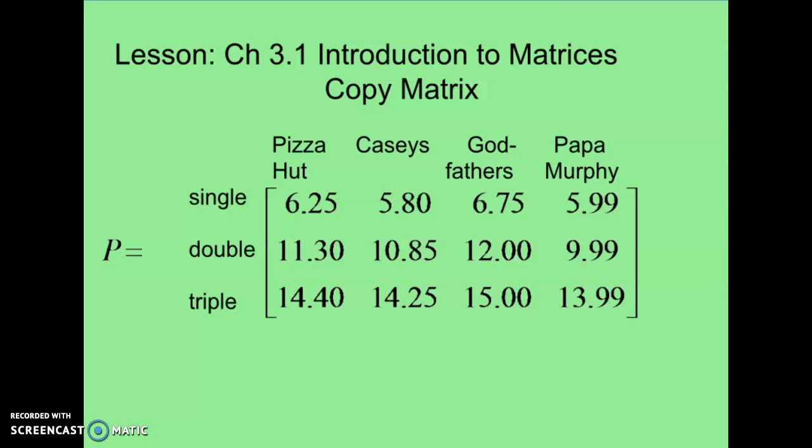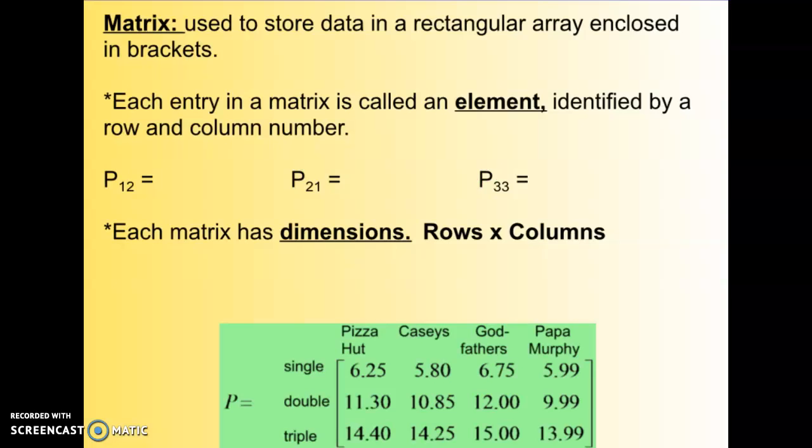Now a little bit, what do each of the items in the matrix mean? We go to the next slide. Each entry in a matrix is called an element, identified by a row and a column number.